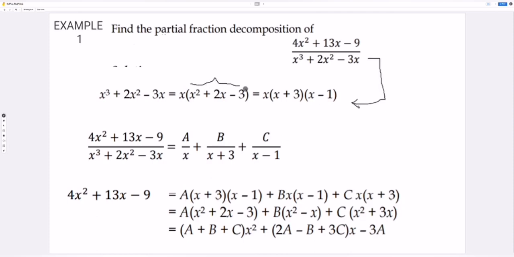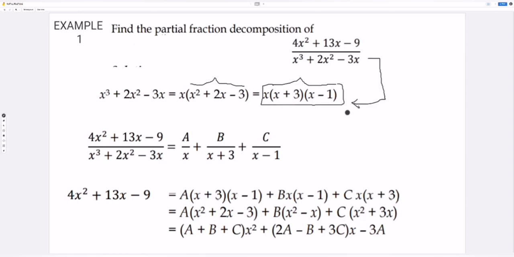So this one is equal to x times x plus 3 times x minus 1. So just copy the x. Now, based on the factored form that we had, we could say that they fall under distinct linear factors. So they are distinct from each other. The roots for this one: x equals 0. The second root is x equals -3, and then the third root is x equals 1.